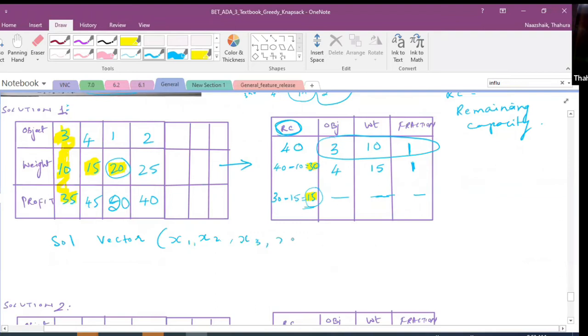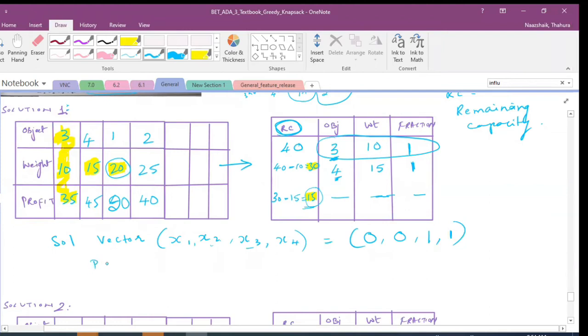We had the solution vector. You had to build the solution vector, right? X3, X4, right? So what do we do here? X1, have we taken object number 1? No, ma'am. Right. So you put 0. Did we take object number 2? No, ma'am. Right. Did we take object number 3? Yes, ma'am. And we also took object number 4. Right. So this is your solution vector.